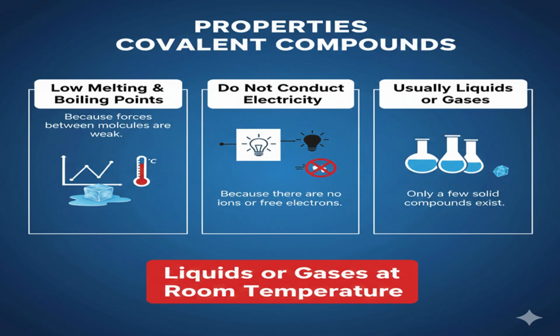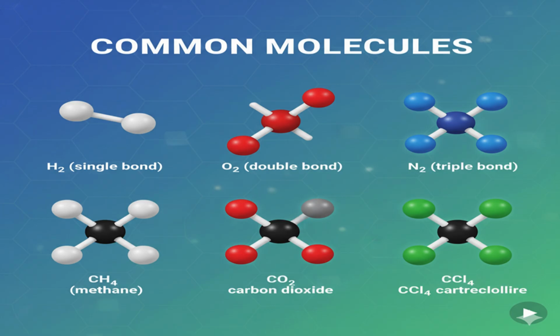Properties of covalent compounds: low melting and boiling point because forces between molecules are weak. Do not conduct electricity because there are no ions or free electrons. Usually liquids or gases. Only a few solid compounds exist. Examples: H2 single bond, O2 double bond, N2 triple bond, CH4 methane, CO2 carbon dioxide, CCl4 carbon tetrachloride.